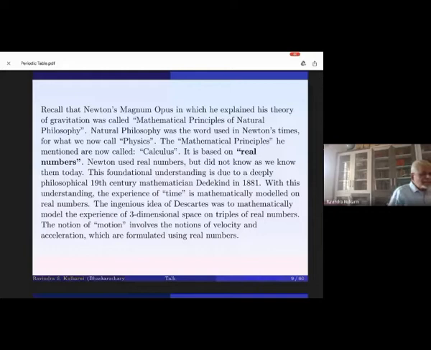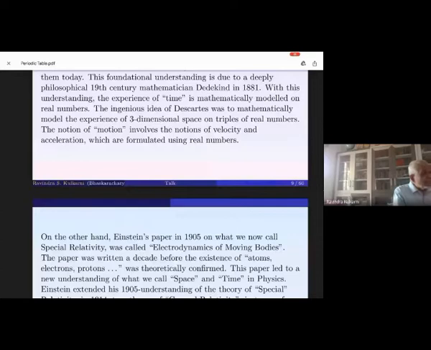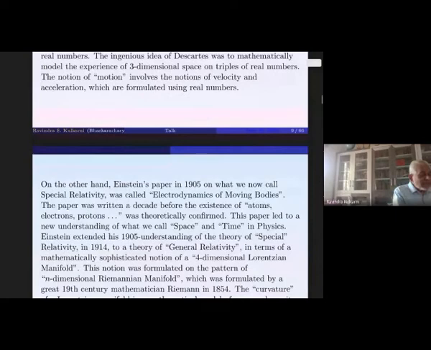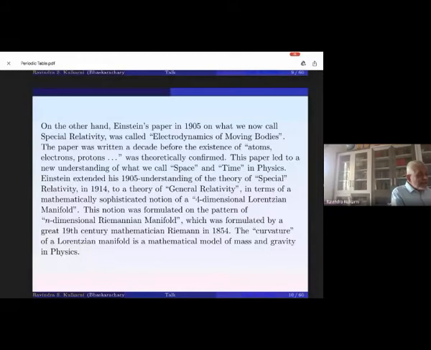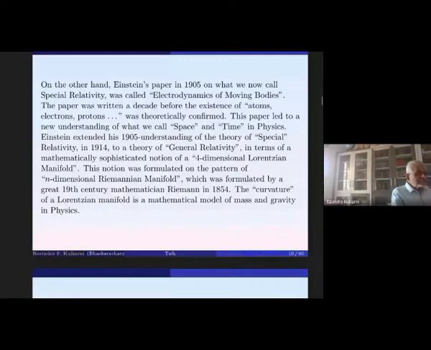The notion of motion involves notions of velocity and acceleration. That's clearly part of mathematics. And they are again formulated using real numbers. Now, on the other hand, Einstein's paper in 1905 on what we now call special relativity was called Electrodynamics of Moving Bodies. That paper was written a decade before the existence of atoms, electrons, protons was theoretically confirmed or even formulated or even surmised. This paper led to a new understanding of what we now call space and time in physics. That is, in three-dimensional space and time.